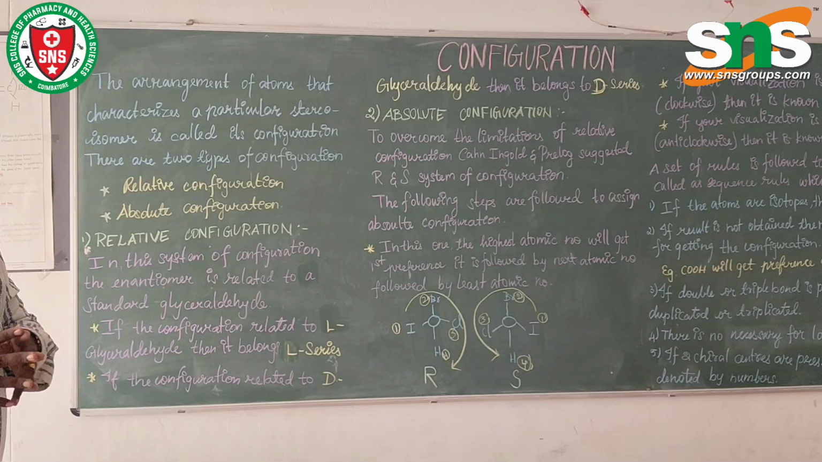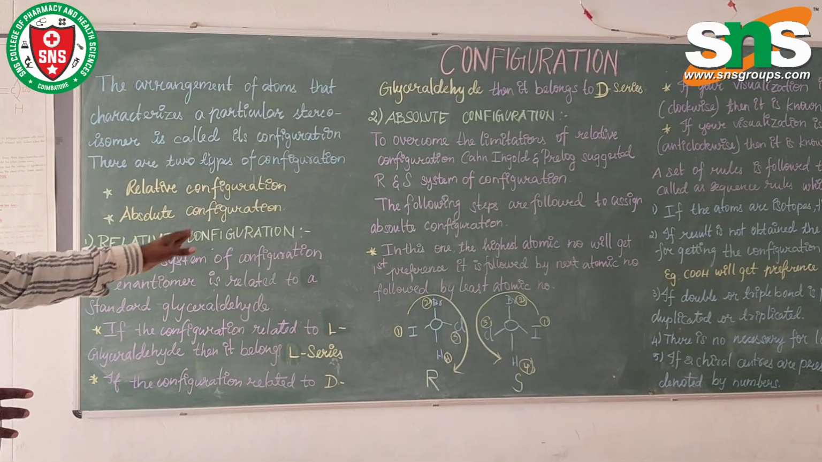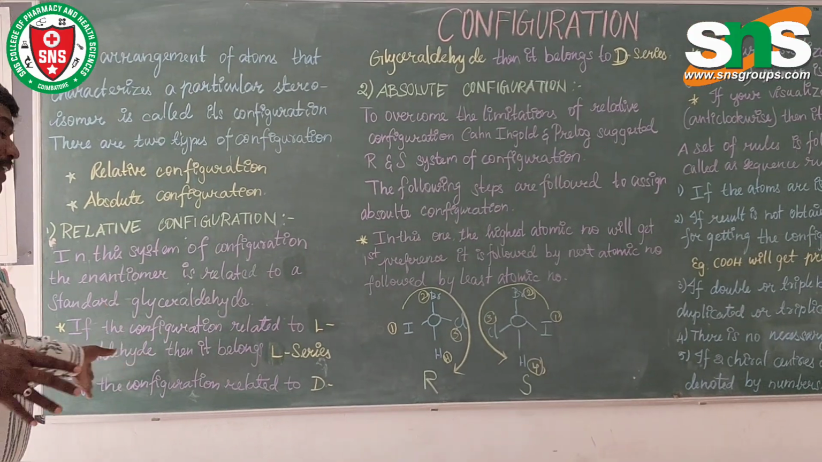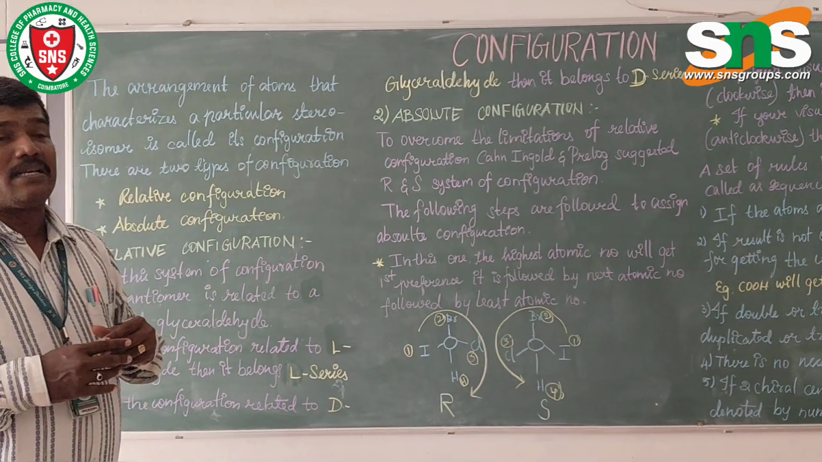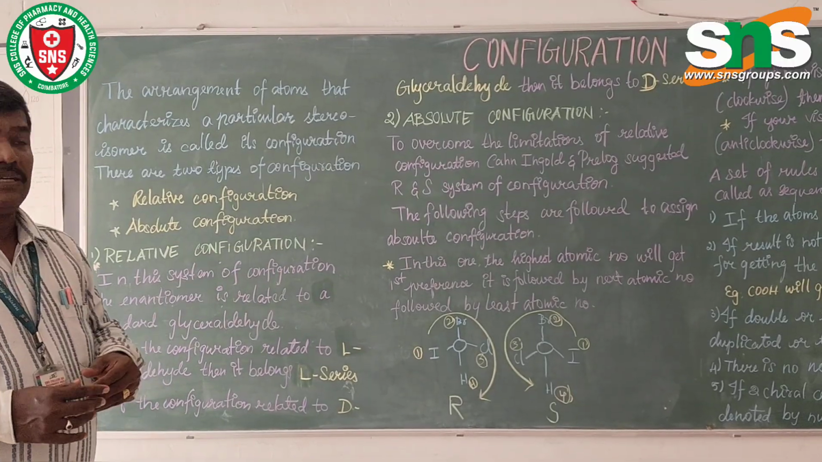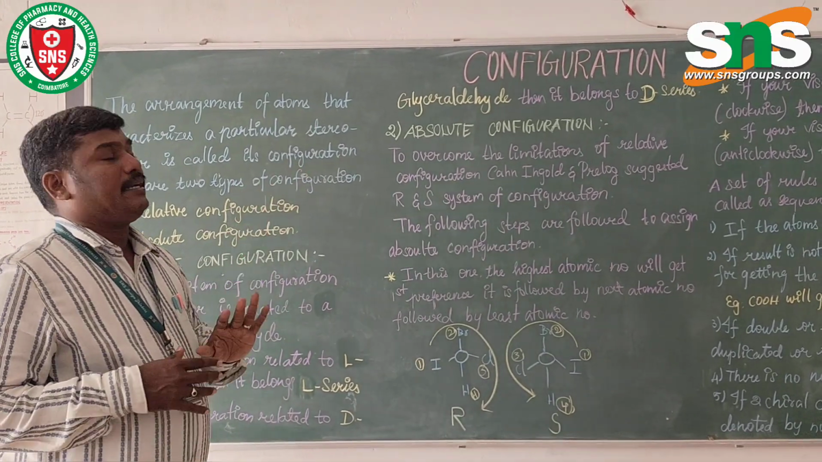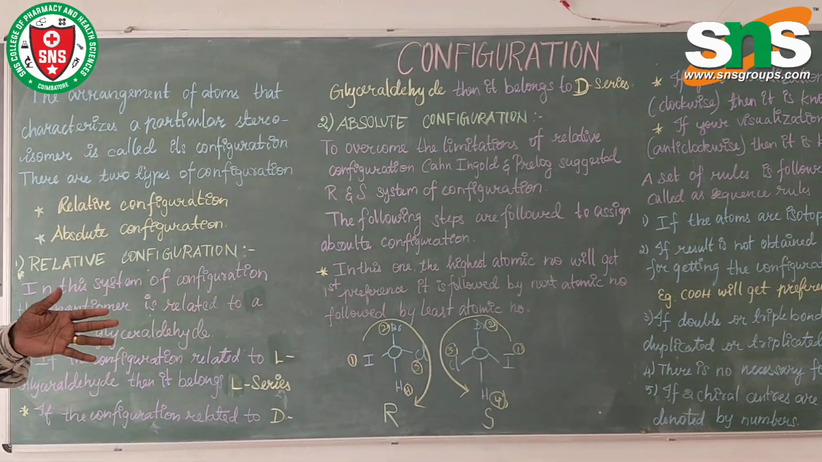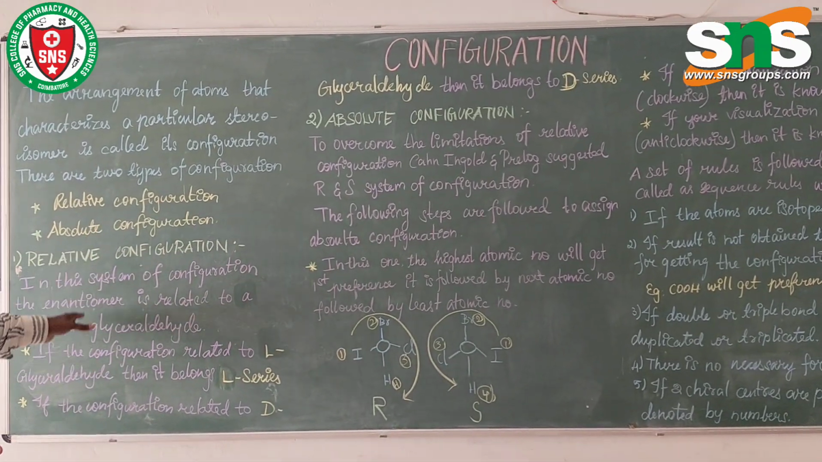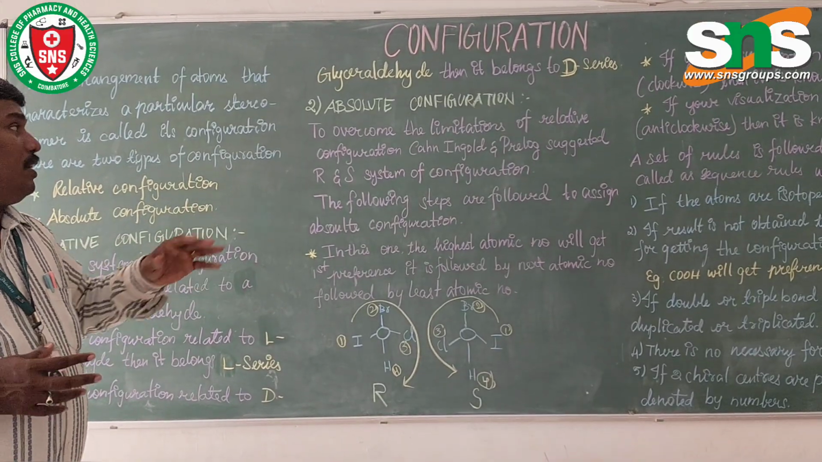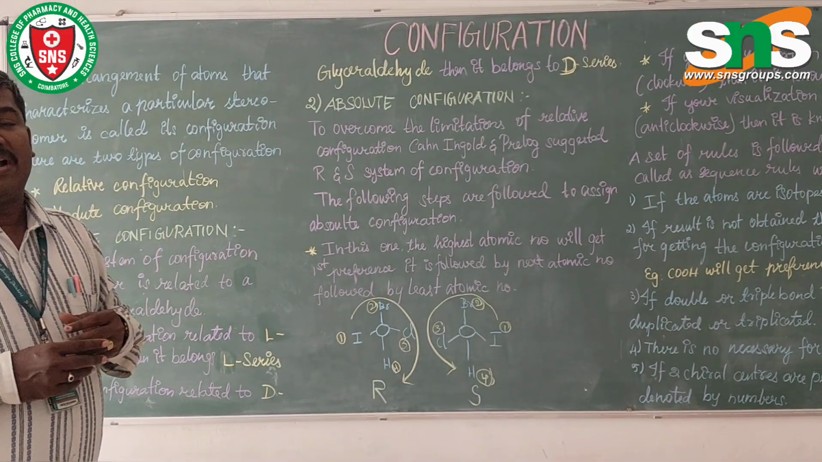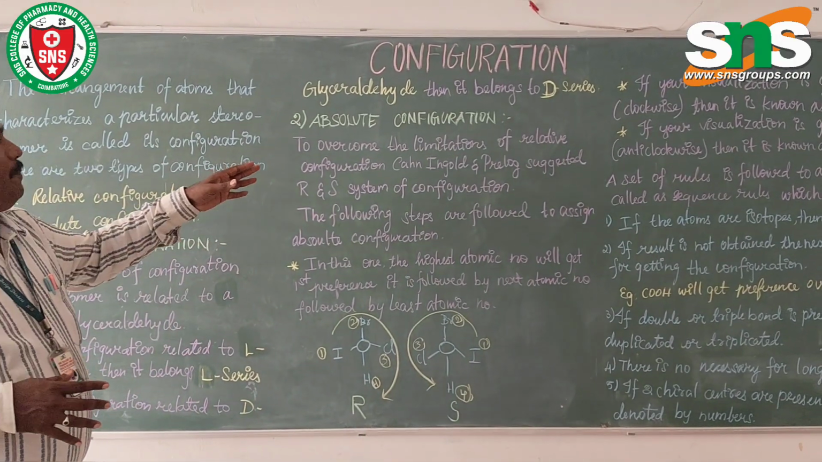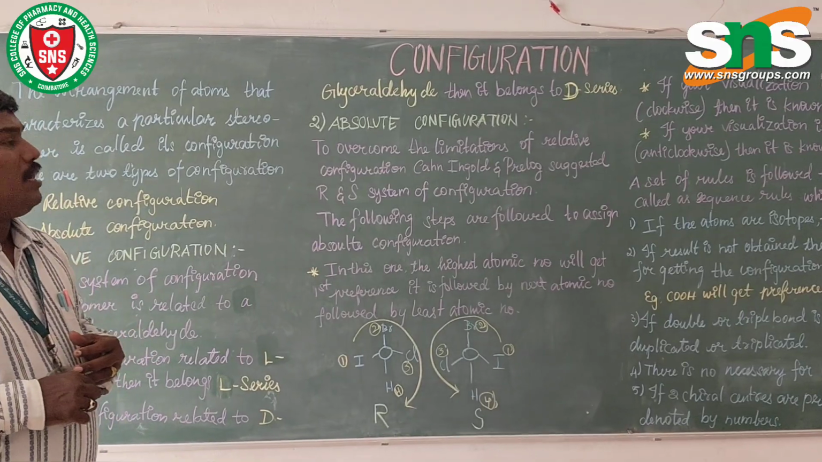If the configuration is related to L-glyceraldehyde, then that enantiomer belongs to the L series. In case the enantiomer is related to D-glyceraldehyde, then it belongs to the D series. We are just relating the enantiomer with the standard glyceraldehyde, and from that we can determine the relative configuration. Such a thing is known as relative configuration. Then the next one is absolute configuration.